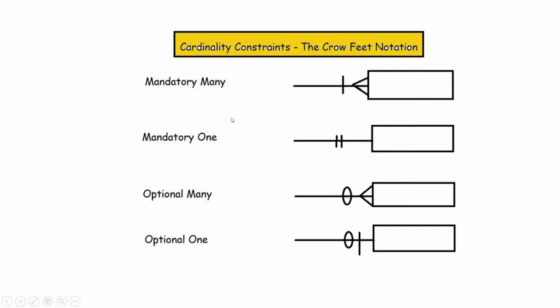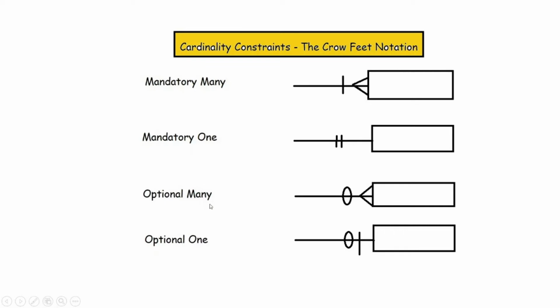Mandatory one. This happens exactly one. If in your question it's written exactly one student, exactly one, then we have mandatory one which applies. And here we're going to write student in the entity.